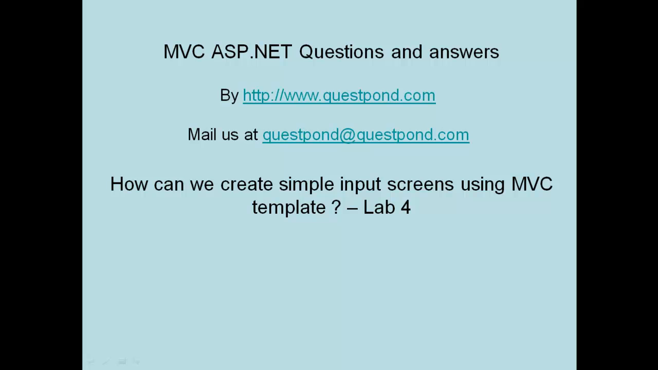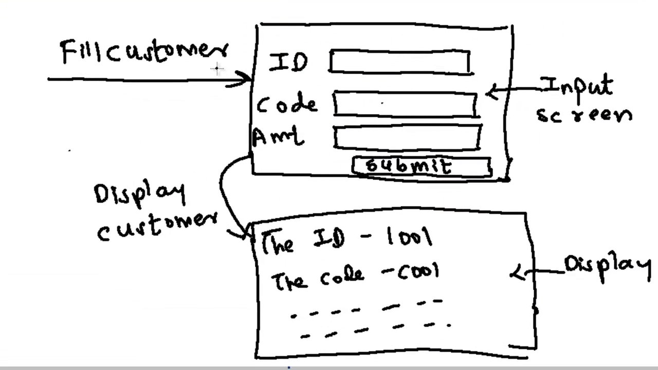So basically we'll create 2 or 3 text boxes, from where we can take the customer ID, the customer code and amount, and whatever we type in those text boxes, we will create an object of the model, and then pass it to a view to display it. There will be a submit button. When we click on the submit button, the customer object will be created, and then that object will be displayed on a view.